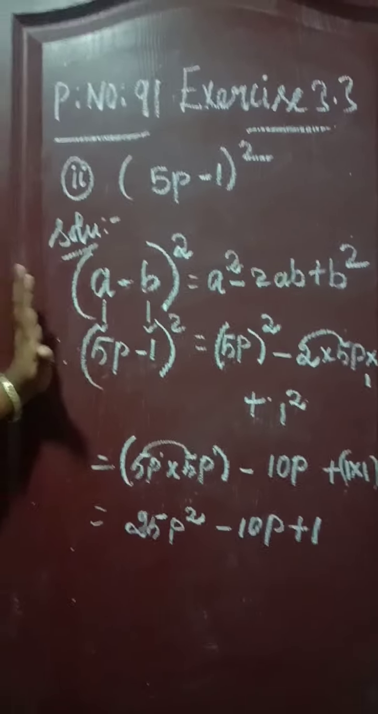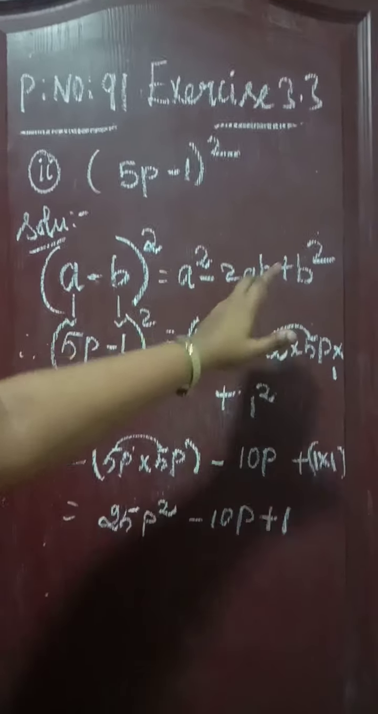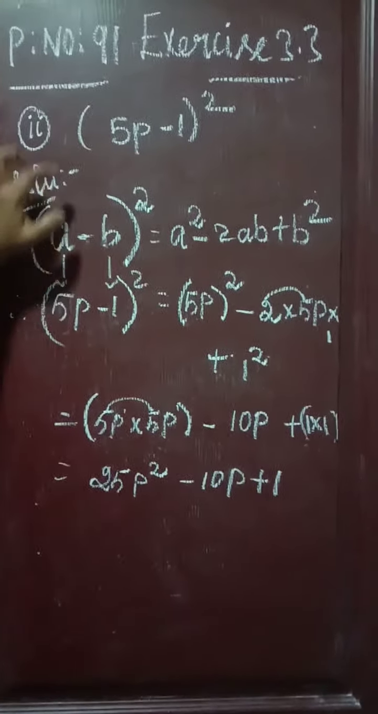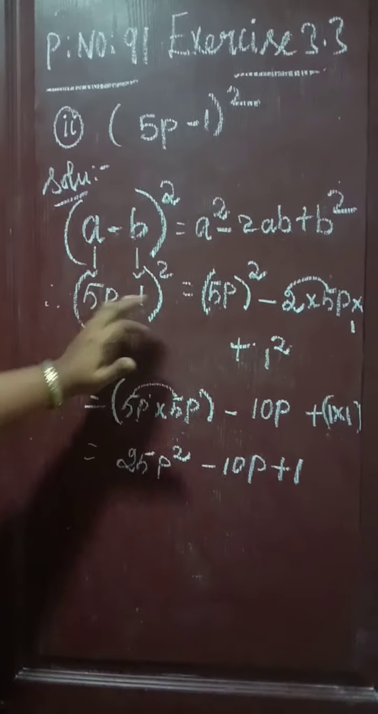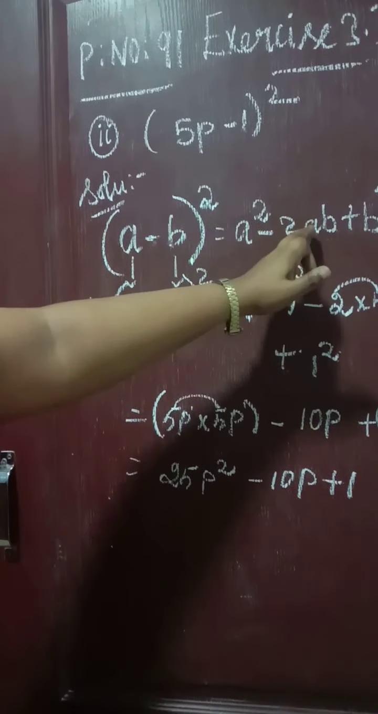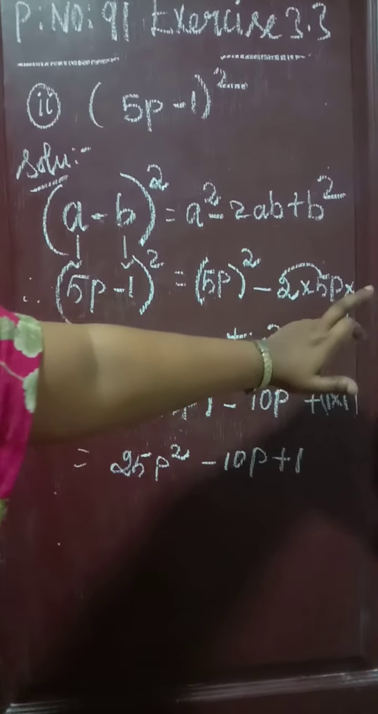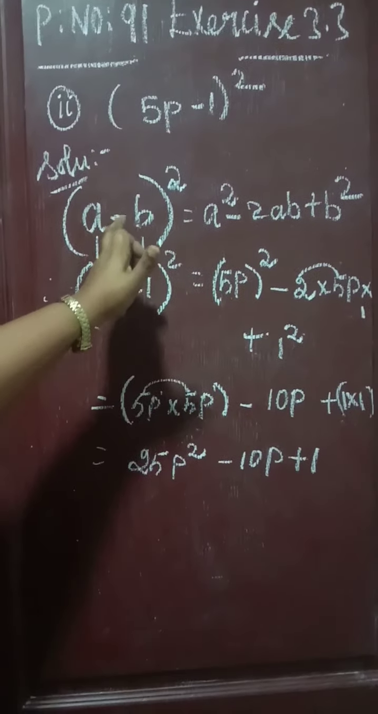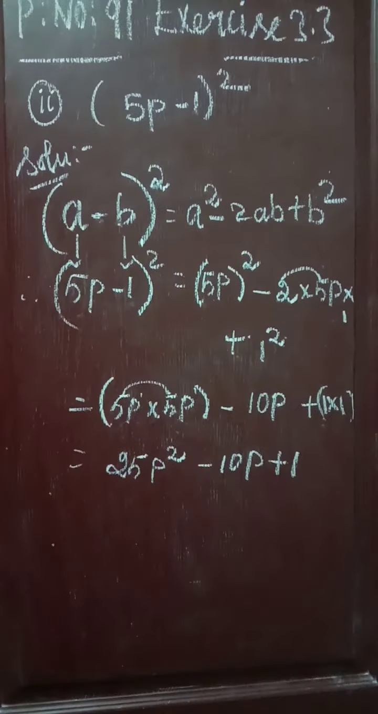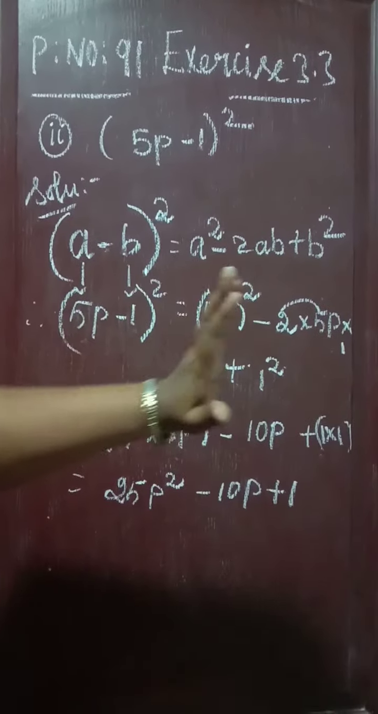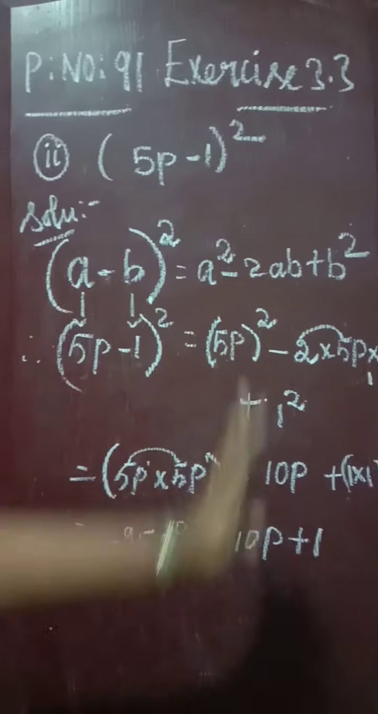Listen, in this sum we apply a minus b the whole square. The formula is a square minus 2ab plus b square. First term you take as a, second term you take as b. So a square means 5p the whole square, minus 2 into a into b, so 2 into 5p into 1. In this place don't put minus 1, because the formula already has minus b, here we put only 1. The last term is plus b squared, so plus 1 squared.